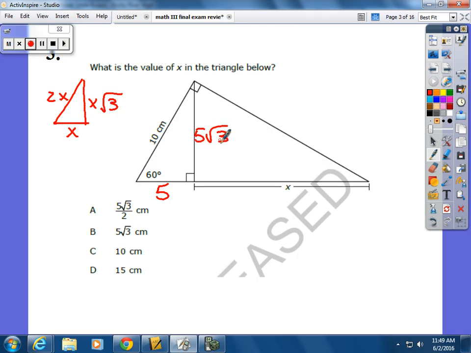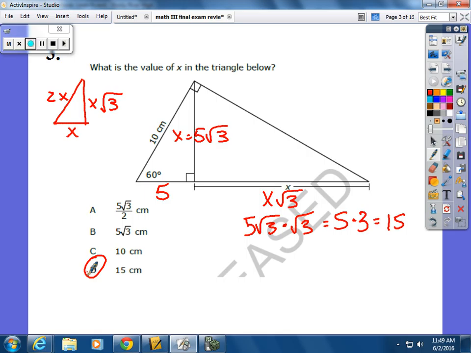Okay, so now I have the big triangle. This is the short leg in the big triangle, so this is x. So this is going to be x root 3. So I take 5 root 3 times root 3, which is 5 times 3, and that equals 15. So the answer is D.